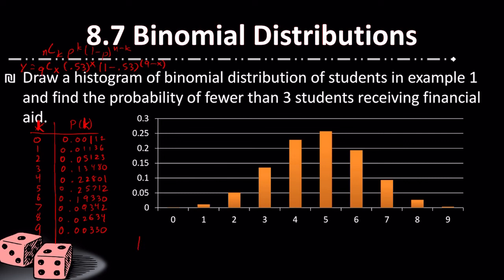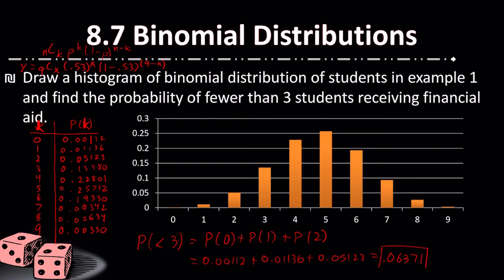But we would like the probability that we're fewer than 3. So that'd be the probability of 0 plus the probability of 1 plus the probability of 2. The 0, the 1, and the 2 gives us 0.06371. So it's about a 6% chance that fewer than 3 students receive financial aid out of those 9.